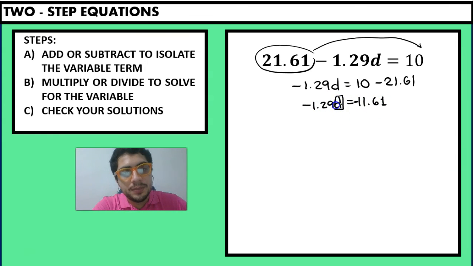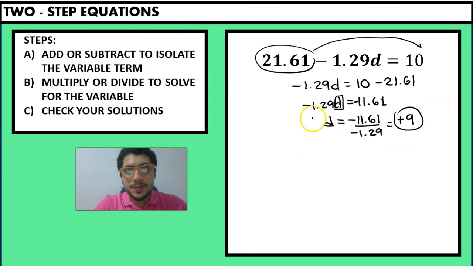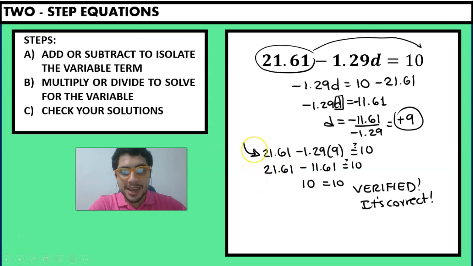We want the value of d. Minus 1.29 is multiplying d, so we have to pass it to the other side dividing. Now, 11.61 divided by 1.29, negative divided by negative is positive, and 11.61 divided by 1.29 is going to be 9. And that is going to be our answer. Now, I'm going to place here the verification so that you can double check if your answer is correct. This is what we get.